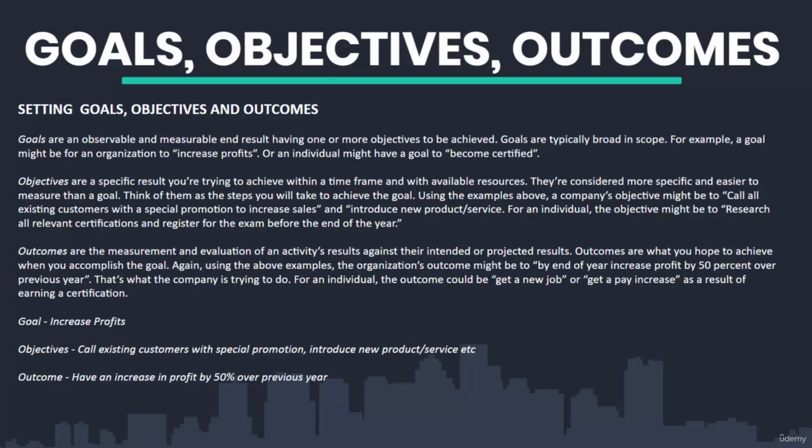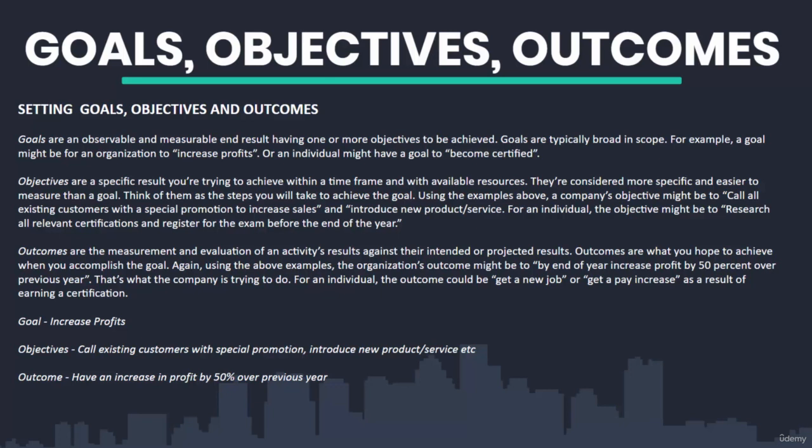Now with goals, they're an observable and measurable end result having one or more objectives to be achieved. Goals are typically going to be broad in scope. A good example of this is saying, hey, my goal is to lose weight, or my goal is to increase profits, right? It's very, very broad.